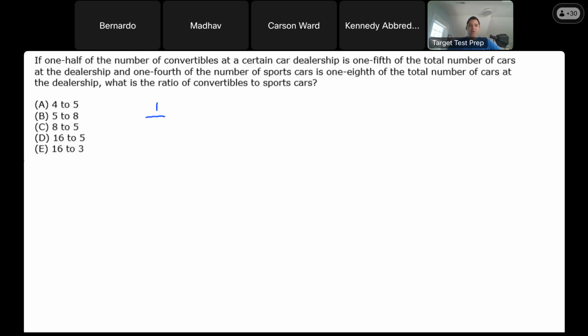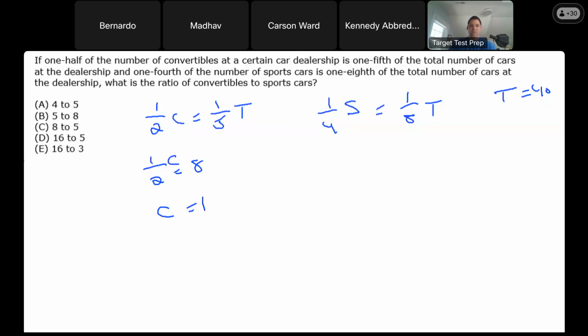But what you're saying here is 1/2 C is 1/5 T. You're saying 1/4 S is equal to 1/8 total. If you want to be strategic, make the total a nice clean number, make it 40, because that's the LCM of 8 and 5. That means 1/2 C is equal to 8, so C is equal to 16, 1/4 S is equal to 5, S is equal to 20. We need to get C over S. That's 16 over 20, which is 4 over 5, and that's your answer.